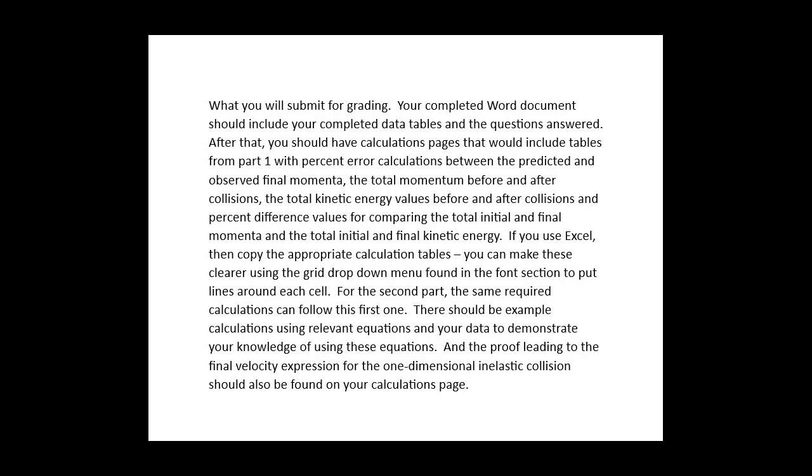predicted and observed final momenta, the total momentum before and after the collisions, the total kinetic energy values before and after collisions, and the percent difference values for comparing the total initial and final momentum and the total initial and final kinetic energy. If you use Excel, then copy the appropriate calculation cells. You can make these clearer by using the grid drop-down menu found in the font section to put lines around each cell. For the second part, the same required calculations can follow this first one.